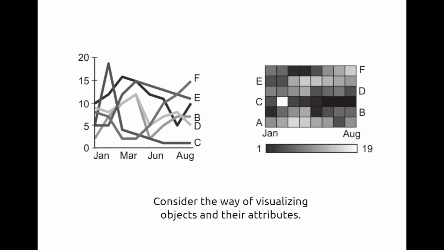Consider the way of visualizing objects and their attributes. Here, the left image looks messy, whereas the right image is easier to comprehend because it's kind of a table, but it's also with colors, and you can understand that it's temperature from 1 to 19 somewhere, and you have some labels which denote them. You will find out what they denote in the caption.